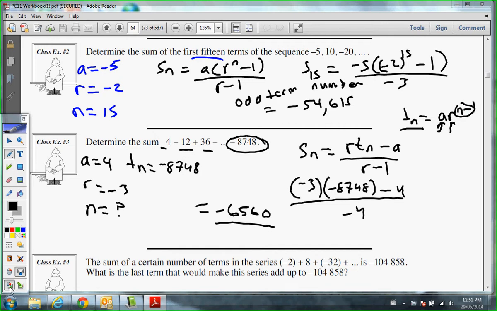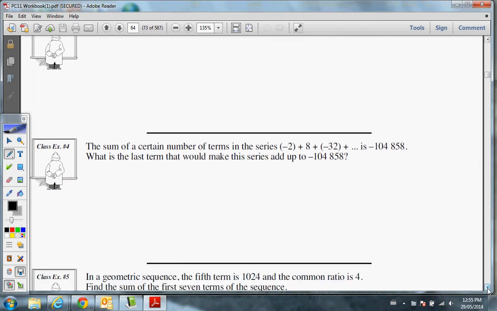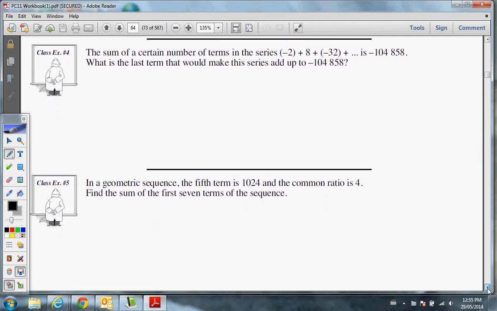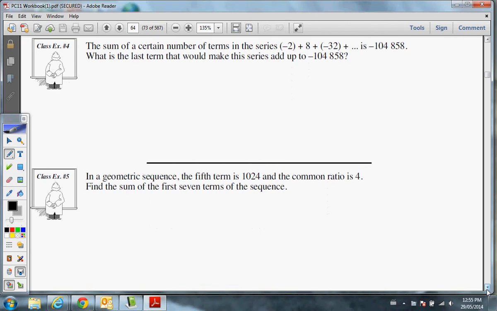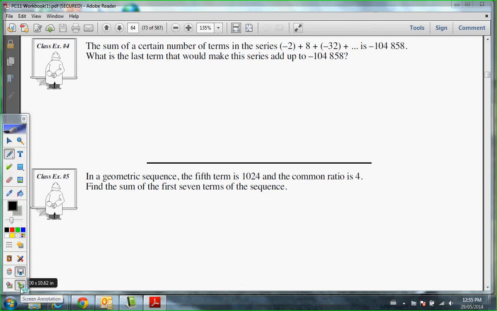Okay, let's do 4. All right. The sum of a certain number of terms in the series. Okay. So it tells you what the sum is. The sum of a certain number of terms in this series of -2, 8, -32 is -104,858. What is the last term that would make this series add up to that? So it's saying your S sub n is -104,858.